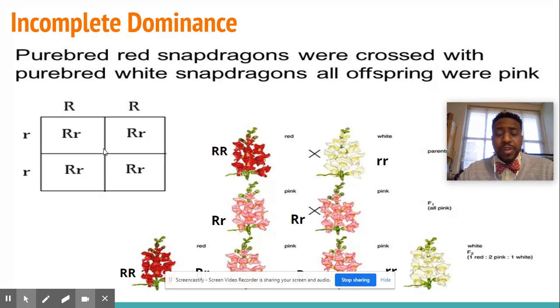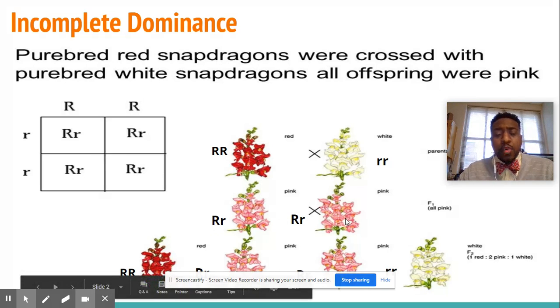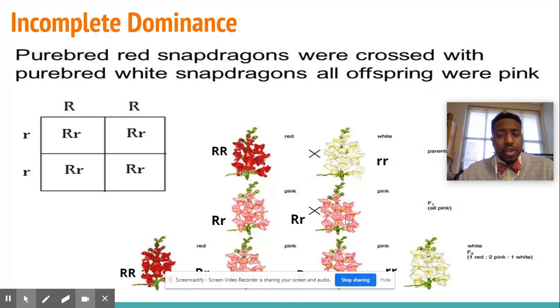But now notice that you are going to have heterozygous offspring as far as their genotype, but the phenotype being represented is going to be pink instead of being red, where you have the uppercase R dominating. They're actually neither of them dominating. They create a new phenotype, and that is going to be pink for your F1 generation.